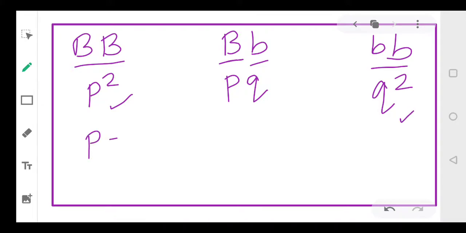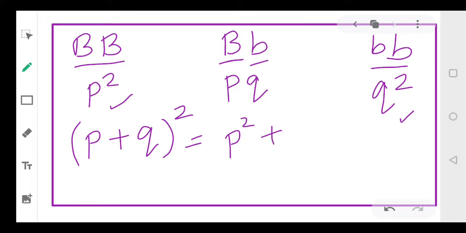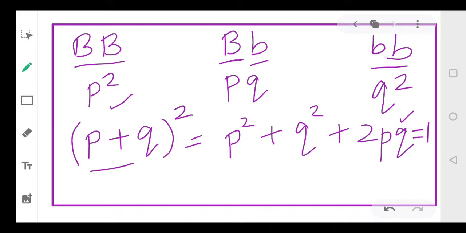So we know P plus Q is 1, and we square it. So it becomes P square plus Q square plus 2PQ. Okay, everyone? Right, everyone? Yes. And this will be equal to 1. We've already proved that P plus Q is 1, so P square plus Q square plus 2PQ will also be equal to 1.